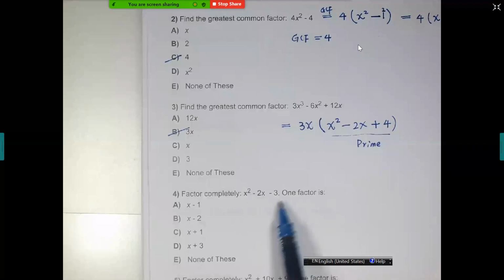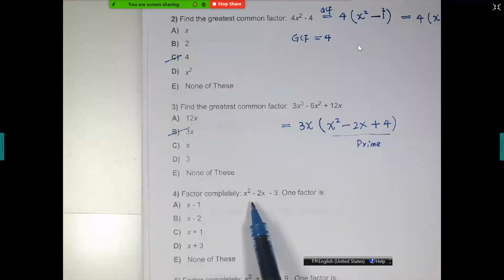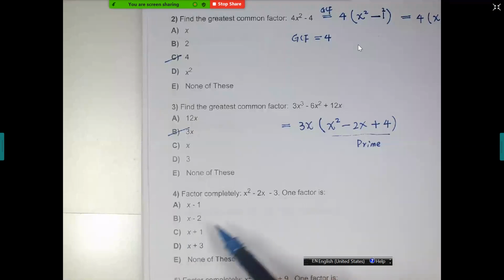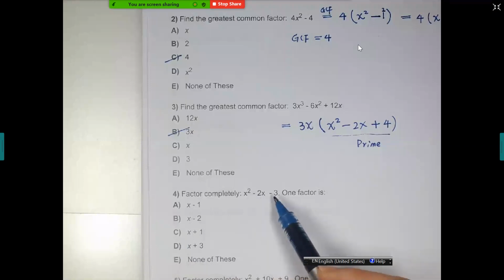And the problem on the practice test is asking for 1 factor. So one of them will be 1 factor of the complete factorization. How do we know which one is right? We have to do the factorization by ourselves first. So x squared minus 2x minus 3. What type of problem do we have here? Trinomial. And the leading coefficient is 1.